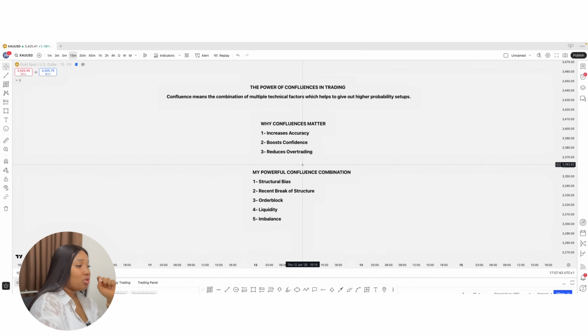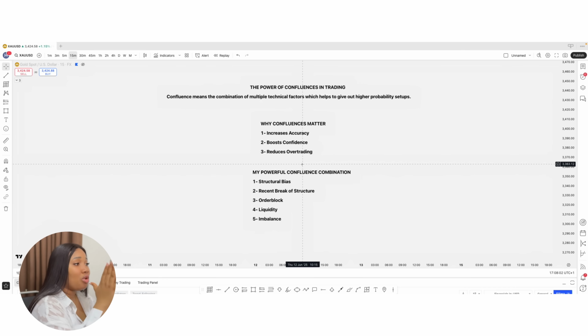I need to have my structural bias. The market must either be bullish or bearish. I don't trade when the market is ranging. Whenever the market is ranging, I don't trade. I'll wait for it to give me a particular direction, whether to the upside.